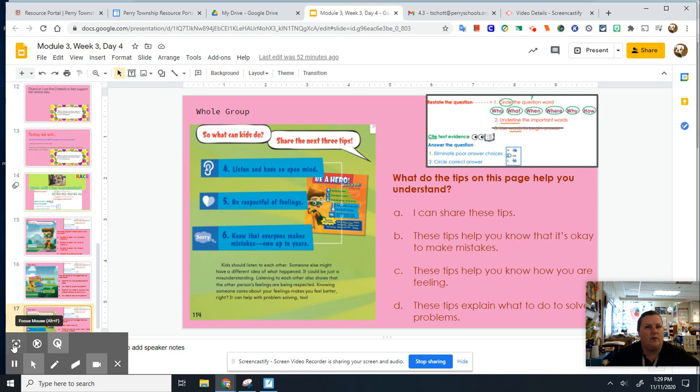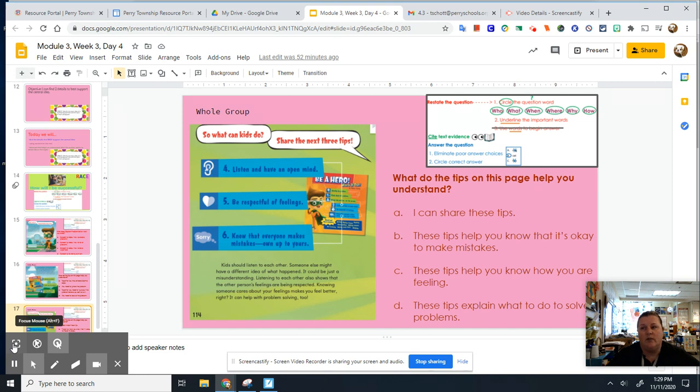So everyone makes mistakes. I make mistakes. You make mistakes. We just have to own up to them and say, I made a mistake. I'm sorry. Let's work this out. So what are these tips telling me? I can share these tips. Well, I can't share the tips, but the tips aren't telling me to share them. They're just telling me what to do.